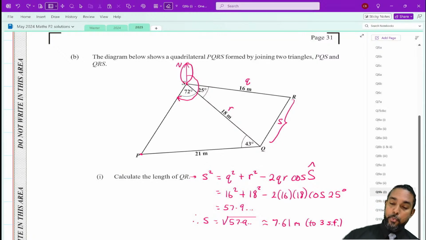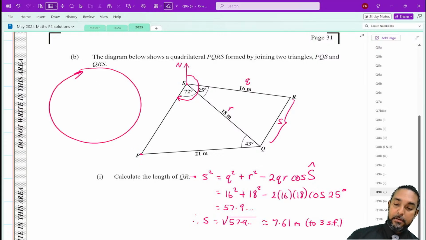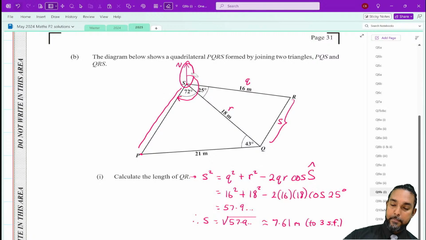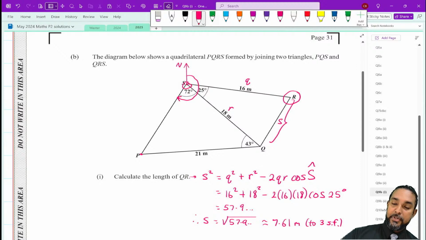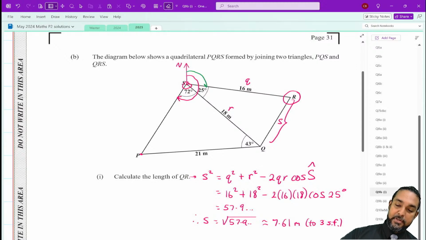So what they're saying here, once again, the bearing of one point from another is the clockwise angle between the north line at the start point and the line connecting the 2 points. All right. So this entire pink arc here is 205. Now, they want the bearing of R from the same point S, which actually is this piece here.